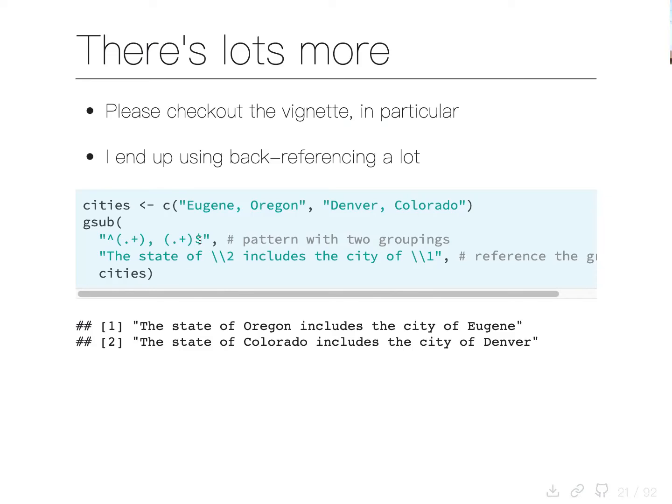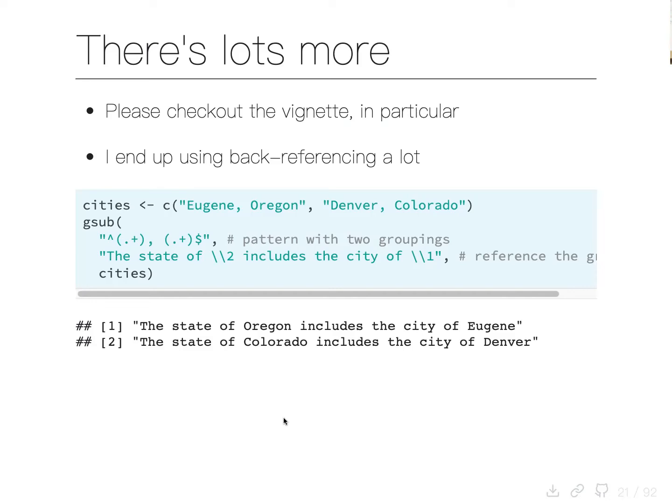Now I can use back referencing, where I have two things that are in parentheses, the first one and the second one. I reference those with \\1 and \\2. So in my replacement down here, I say the state of \\2, that's going to be this thing, includes the city of \\1, that's going to be this thing. You can see our output is the state of Oregon includes the city of Eugene, the state of Colorado includes the city of Denver, etc. You could do that for however many.